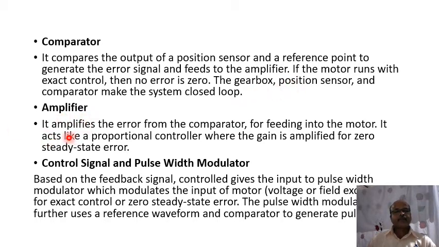Amplifier. It amplifies the error from the comparator for feeding into the motor. It acts like a proportional controller where the gain is amplified for zero steady state error. Control signal and pulse width modulator. Based on the feedback signal, control gives the input to the pulse width modulator, which modulates the input of the motor, and also for exact control or zero steady state error, the pulse width modulator further uses a reference waveform and comparator to generate the pulses.